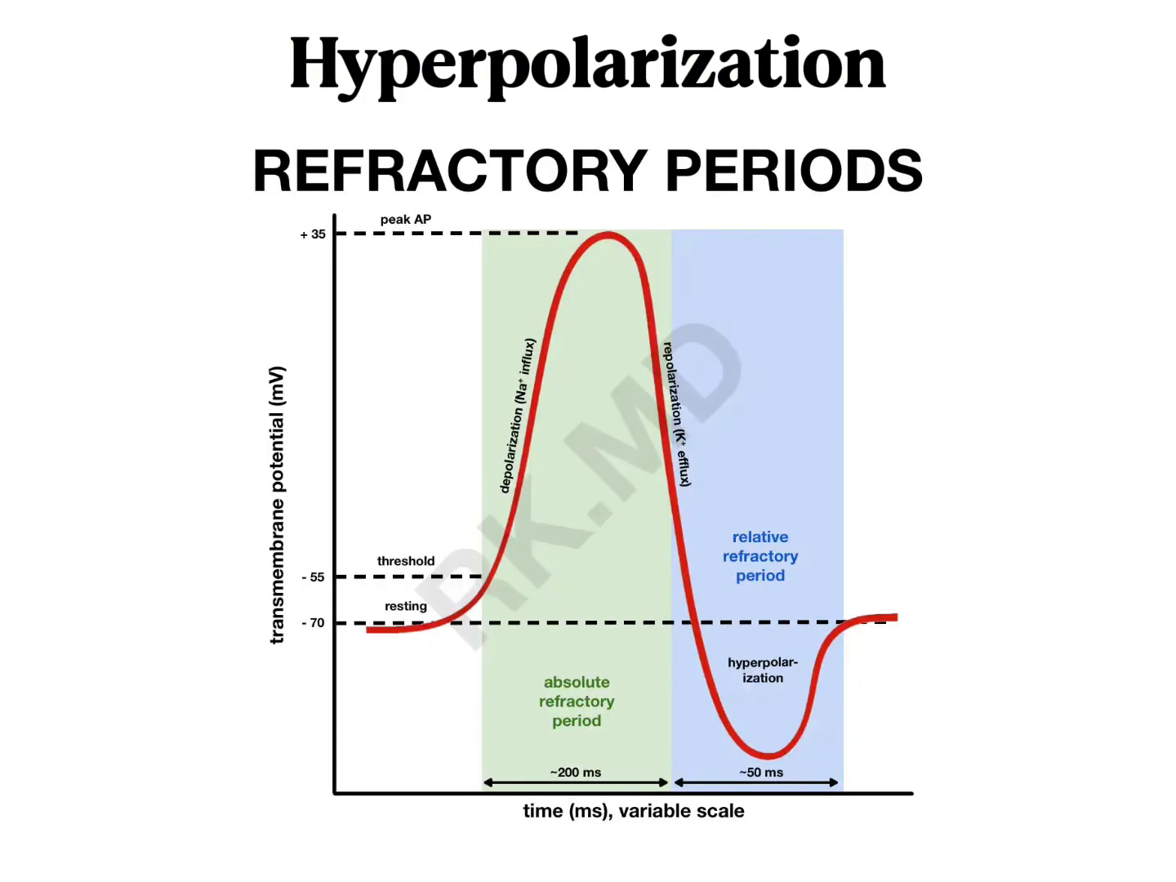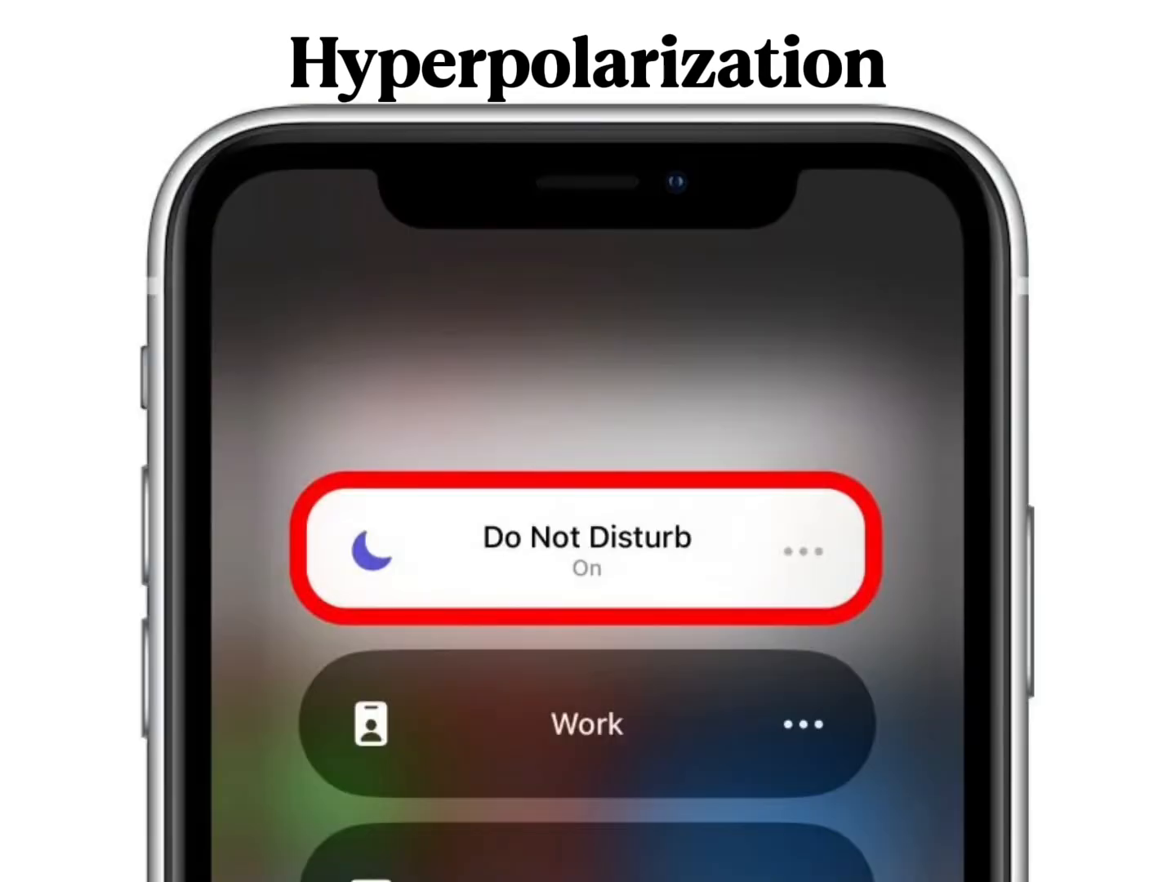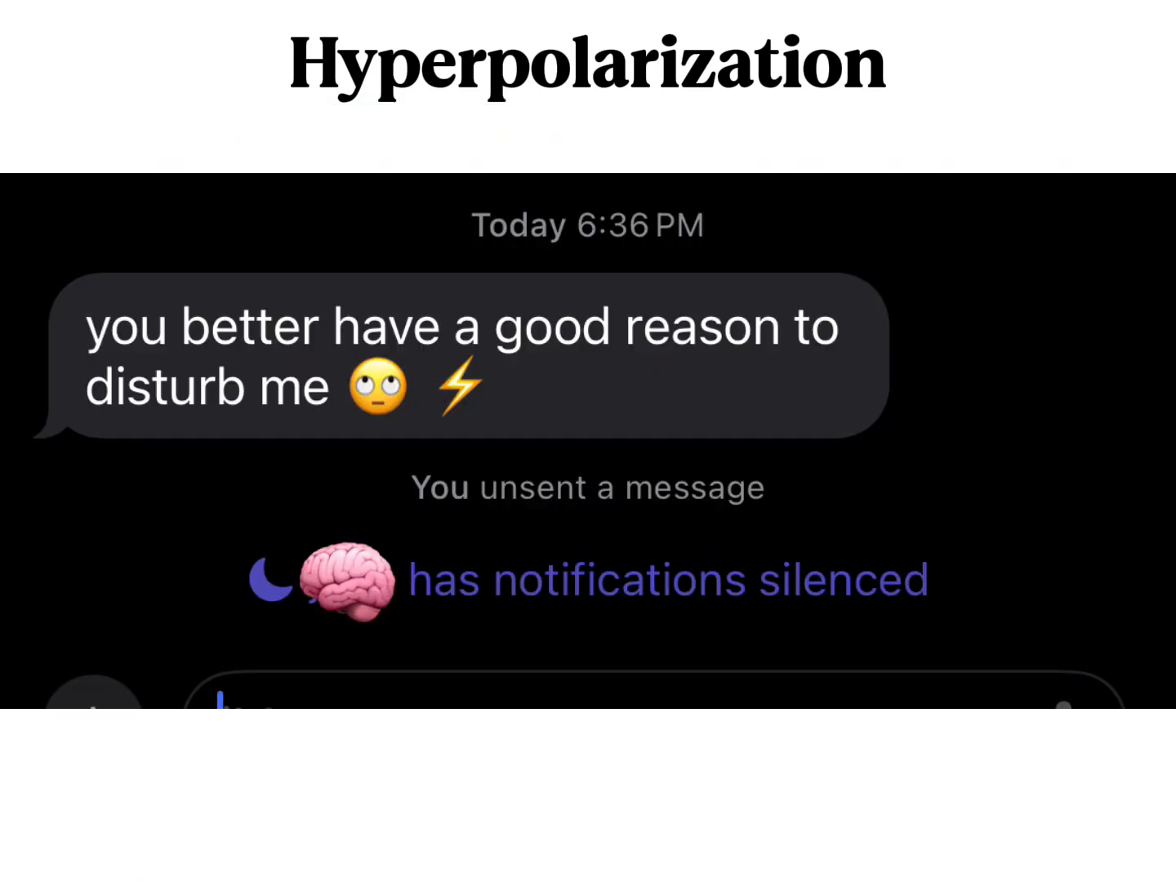During these two recovery phases, we enter two important limits. The absolute refractory period, where the neuron cannot fire another action potential no matter what, and the relative refractory period, where the neuron can fire another action potential, but only with a very strong stimulus. Think of it as do not disturb, followed by you better have a good reason to disturb me.